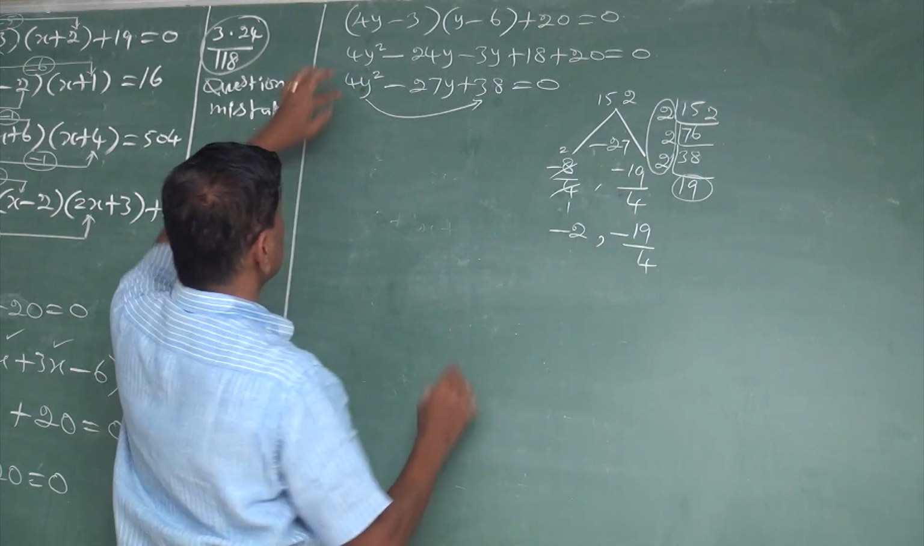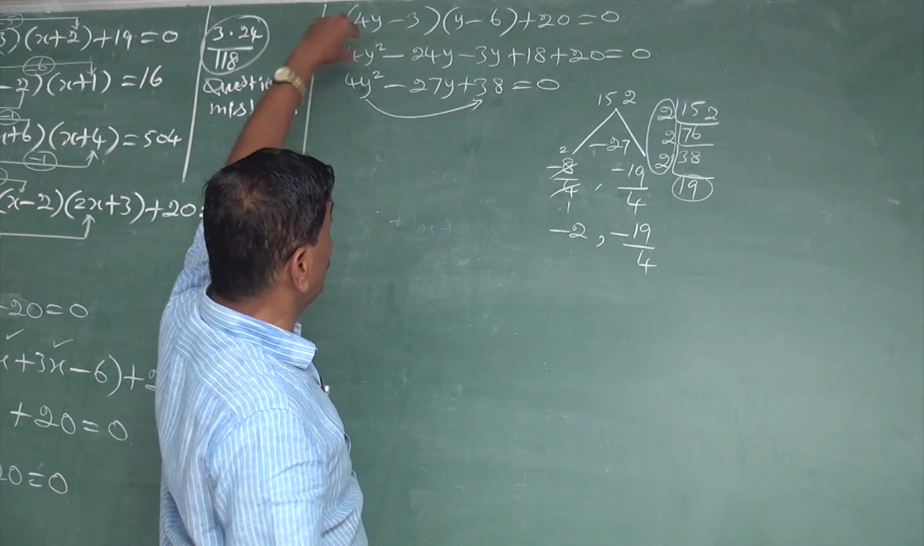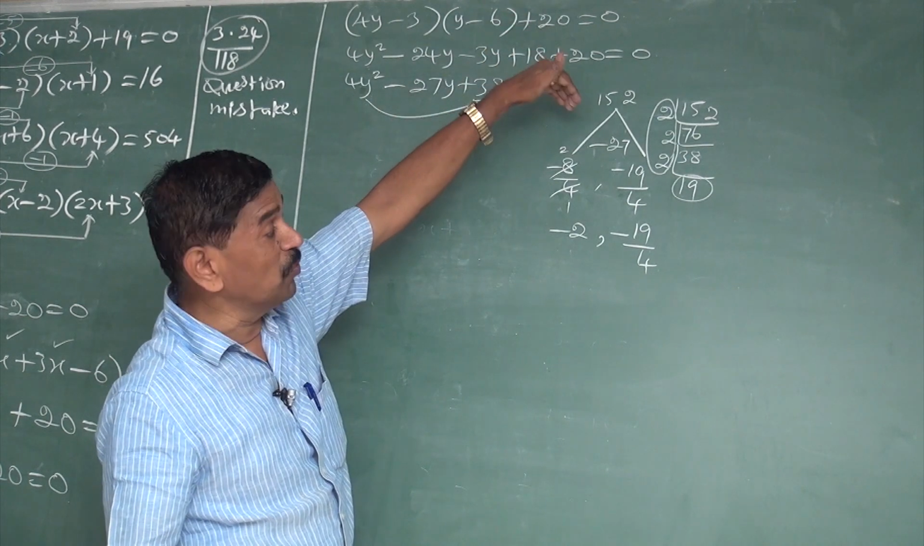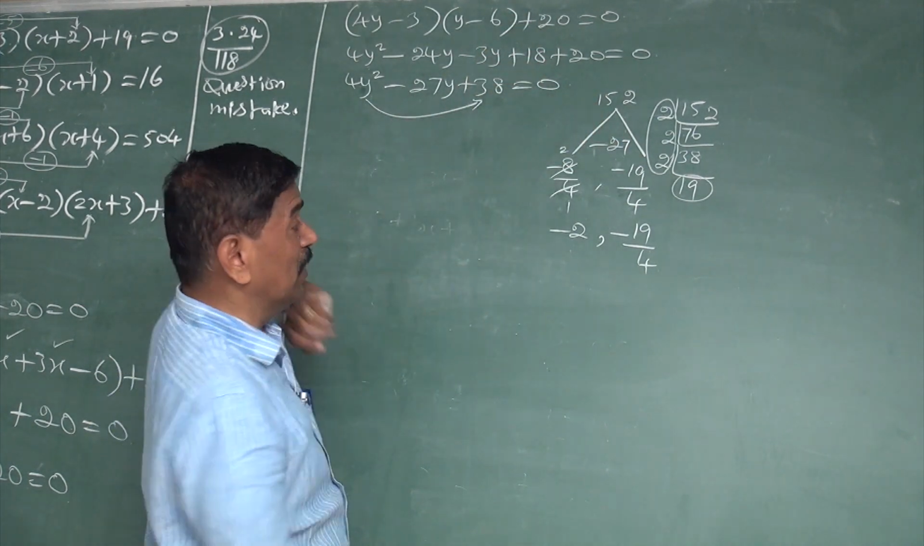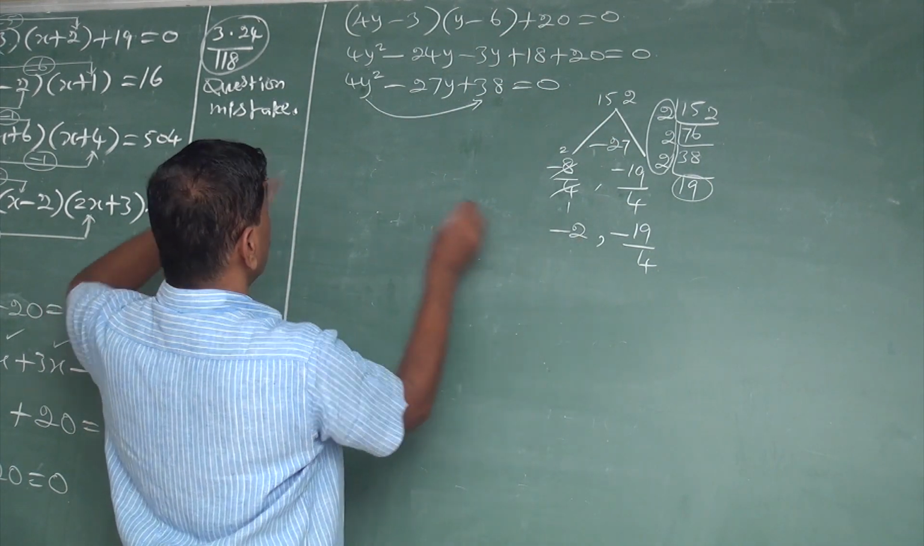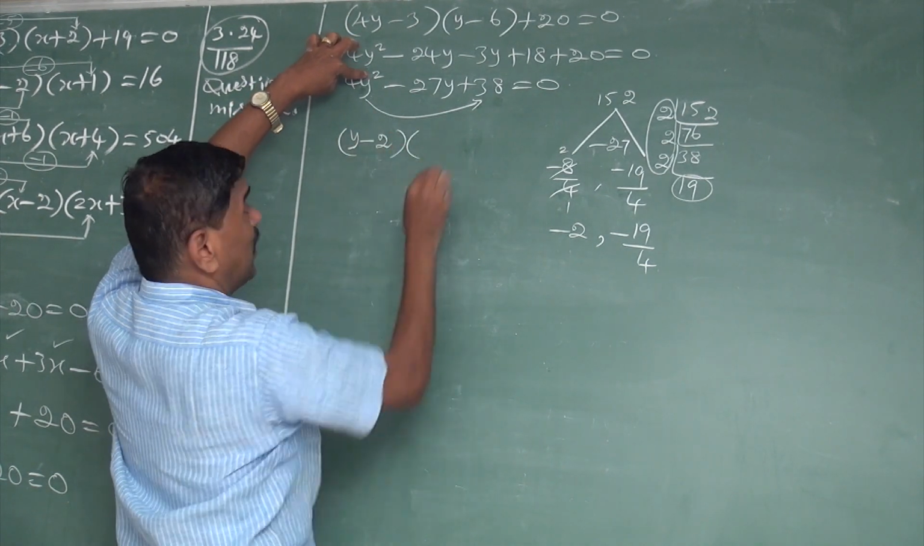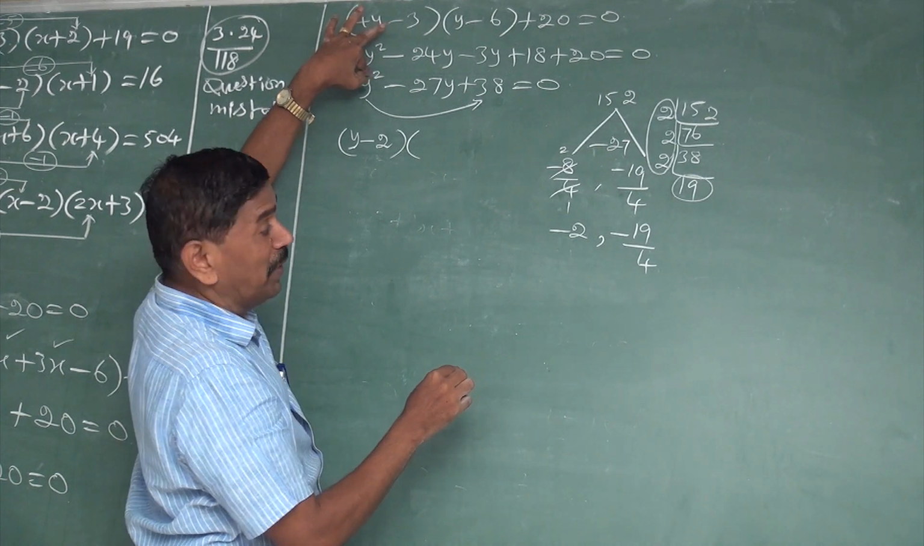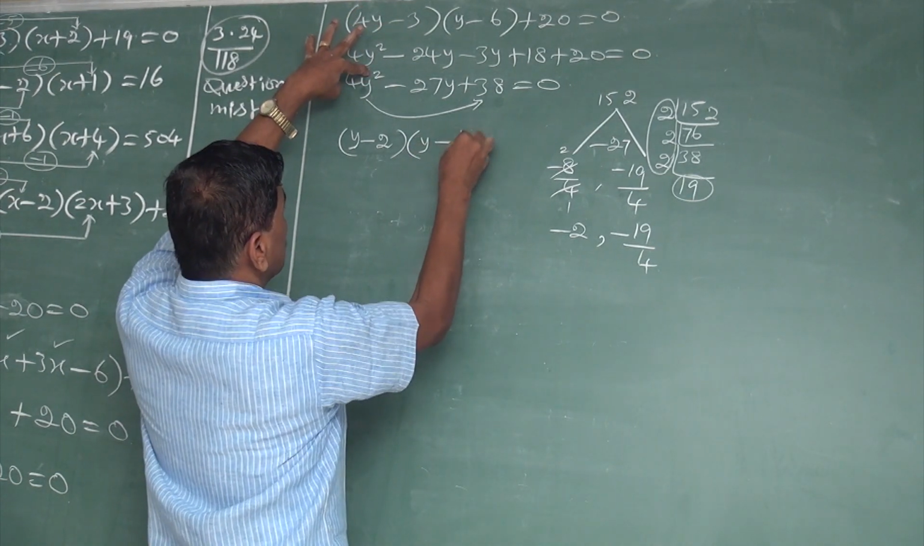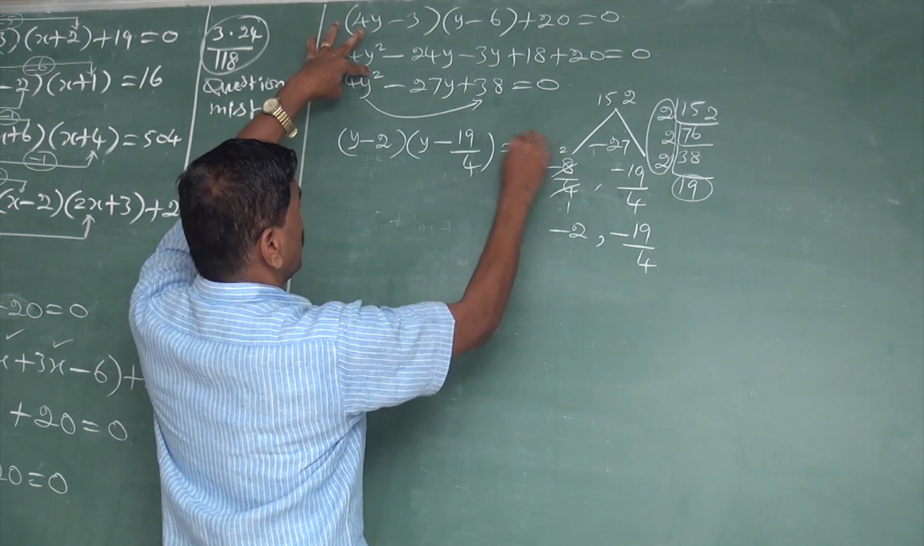Okay, minus 2. It is a y square, y, constant. It is a quadratic equation in y. So we want to write it in factors of y. Okay, what is minus 2? Minus 2 means here a variable y. Therefore, y minus 2 is one factor. Into the other factor please. Very good. Y minus 19 by 4. Y minus 19 by 4, which is equal to 0.